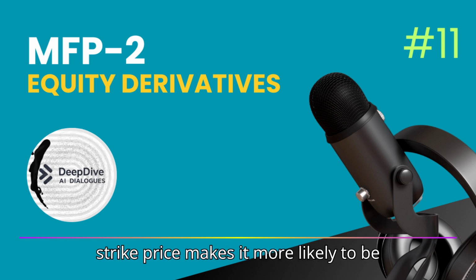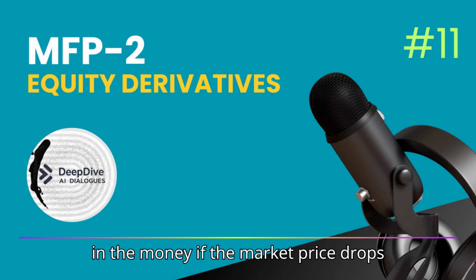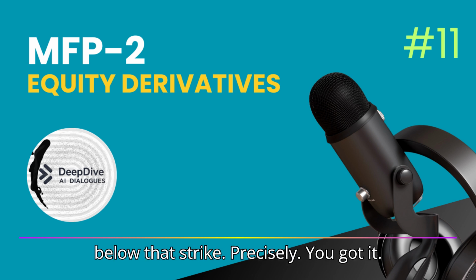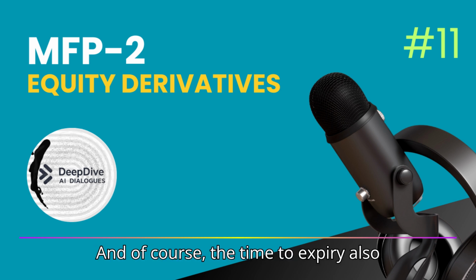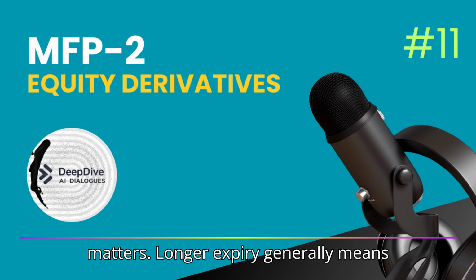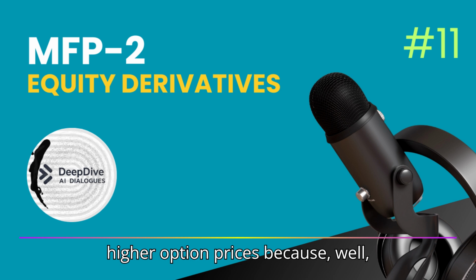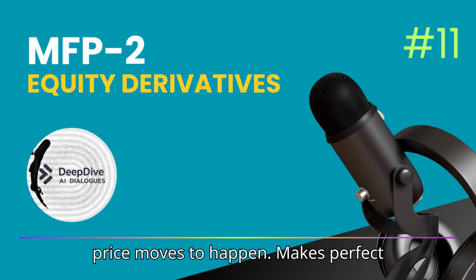Yeah. A higher strike price makes it more likely to be in the money if the market price drops below that strike. Precisely. You got it. And of course, the time to expiry also matters. Longer expiry generally means higher option prices because there's more time for those favorable price moves to happen.